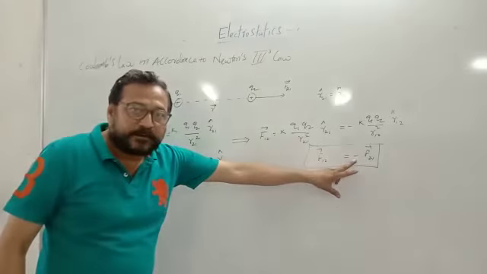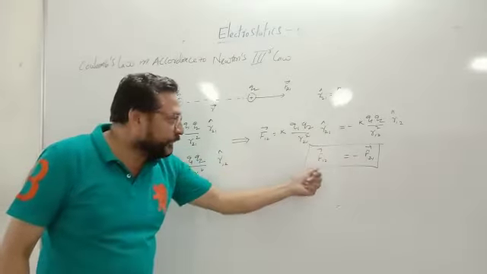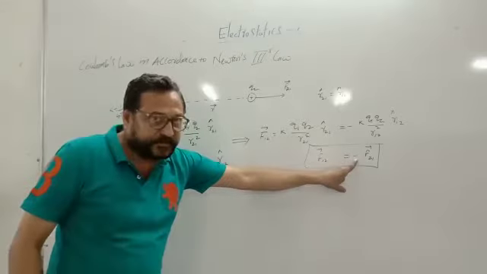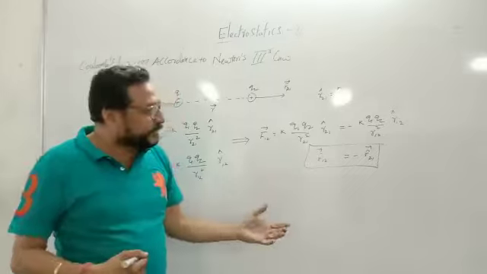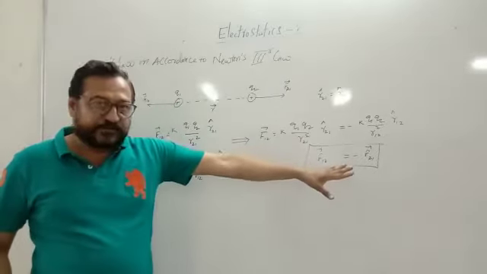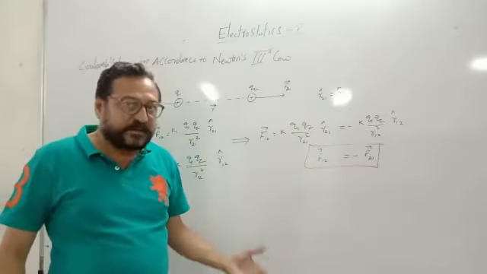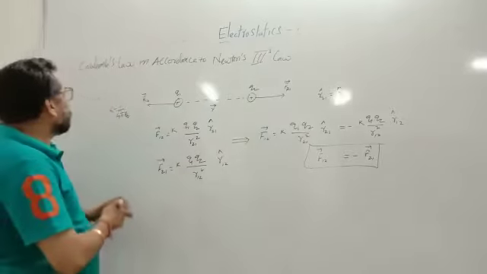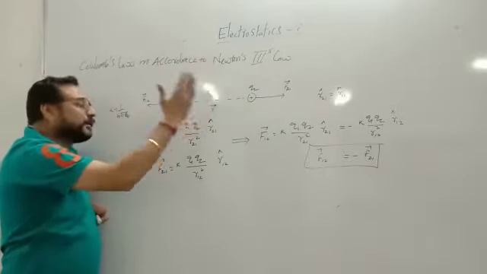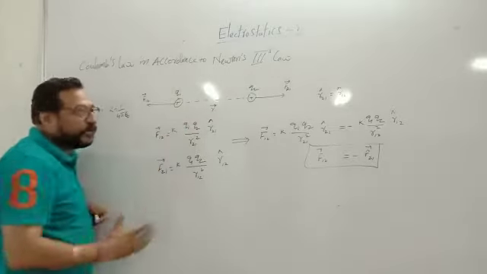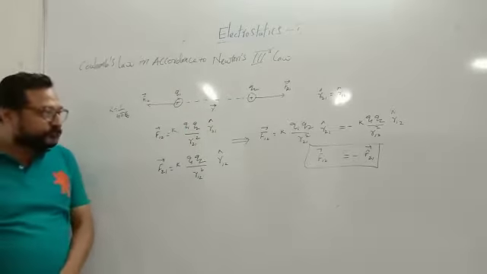It means Coulomb's inverse square law follows Newton's third law: equal but opposite. The negative sign represents opposition. It means both the forces are equal but opposite to each other. Hence we say that Coulomb's law is in accordance with Newton's third law. Please write this now.